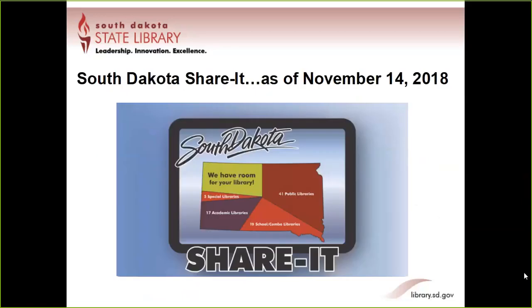I did these slides back in mid-November, and this is our logo for marketing for Share It. Our contract with Autographics allows for a total of 100 libraries. When I did these slides, we had 82 libraries. Now we have 83, and I have number 84 getting ready. So we're really excited about that.